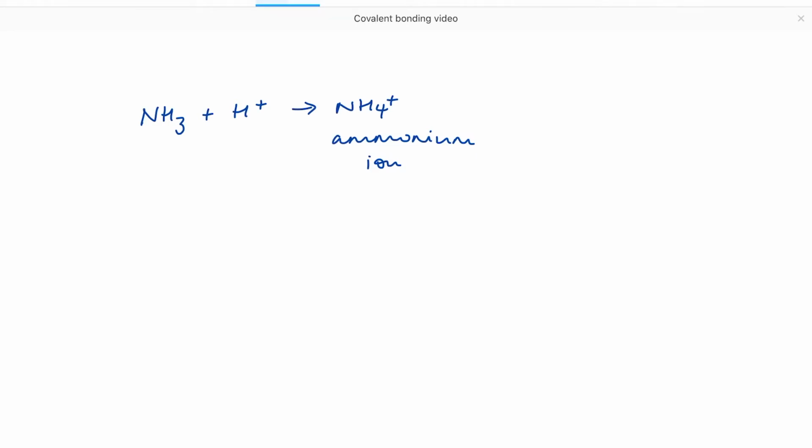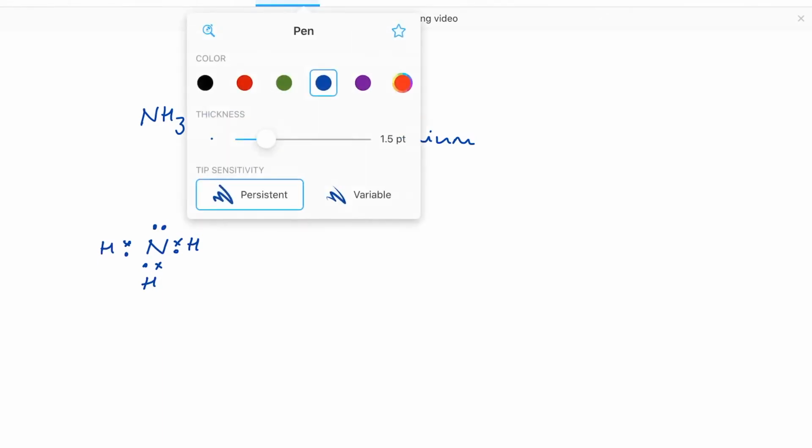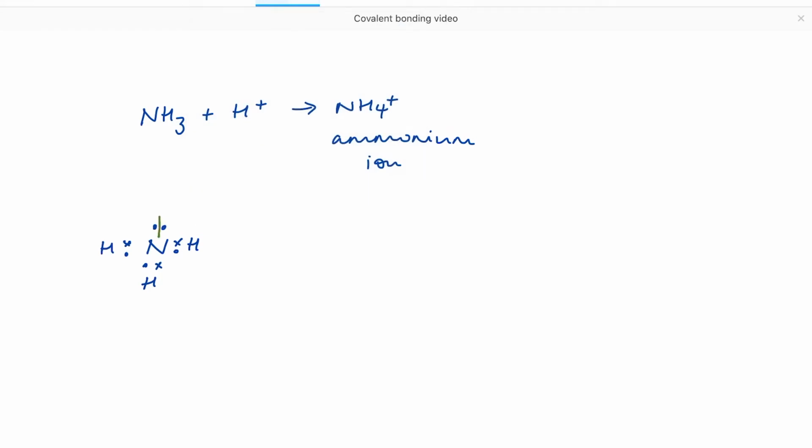Let's have a look at the bonding in this. So we know about ammonia, let's start there. Got a lone pair of electrons and then 3 single bonds to 3 hydrogen atoms. Ammonia can use this lone pair of electrons to form a bond with the hydrogen, and the hydrogen is able to accept this pair of electrons because the hydrogen ion has no electrons of its own. And then the positive charge that belongs to the hydrogen ion is essentially taken on by the whole molecule.